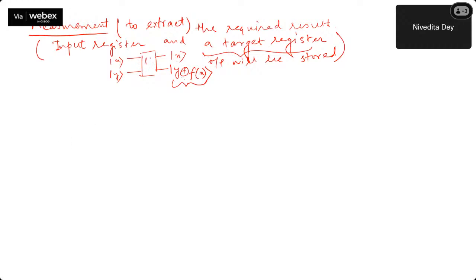Okay. And generally oracle is defined as UF. U is for unitary and F is the function. Or often it's also represented as U, or normal simple U, whatever you call it. Or say U of f(x). So all these things are equivalent.